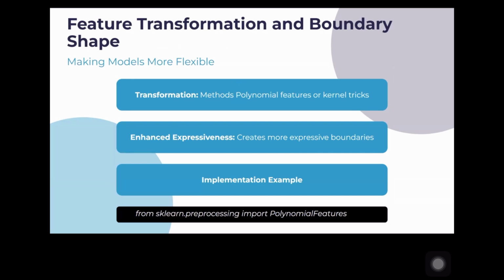So there are transformation mechanisms which are required when we talk about the methods which are polynomial features or kernel tricks. There are multiple ways by which we can create more expressive boundaries, right? We'll have to showcase that. How do we do that?